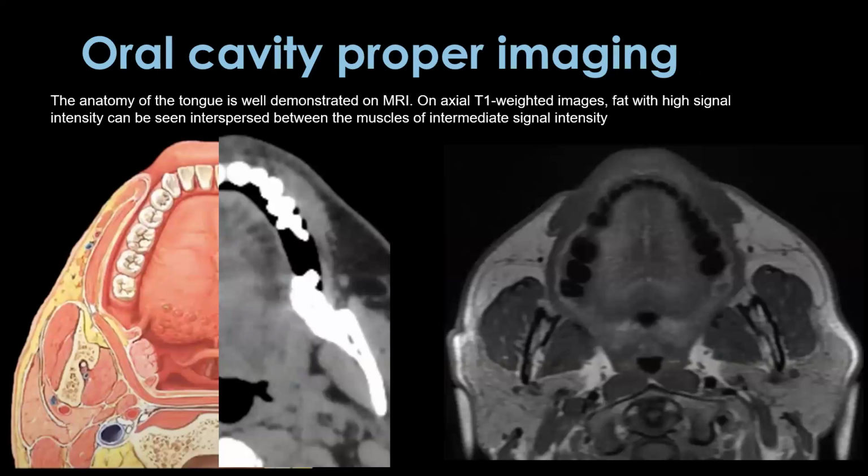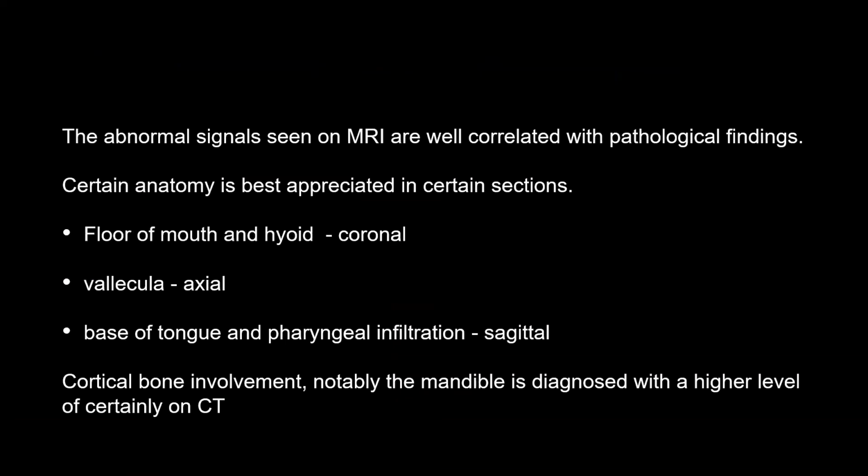So oral cavity proper imaging, or more so tongue imaging. Anatomy of the tongue is well demonstrated on MRI. On axial T1 weighted images, fat with its high signal intensity can be seen interspersed between the muscles of intermediate signal intensity. So this is a CT image. We can still see muscles and certain anatomies on CT, but obviously the high contrast in MRI helps for exact size and delineation of lesion, because smaller extents can also have a greater impact on the staging of the cancer. So the abnormal signals seen on MRI are well correlated with pathological findings.